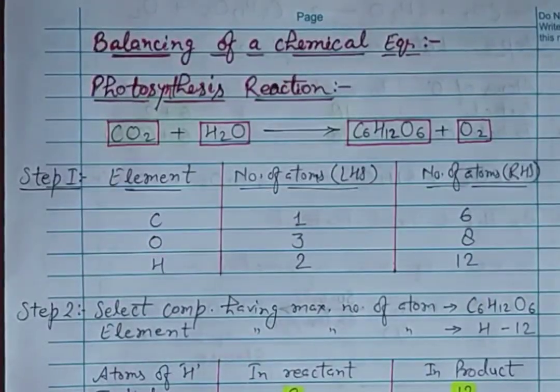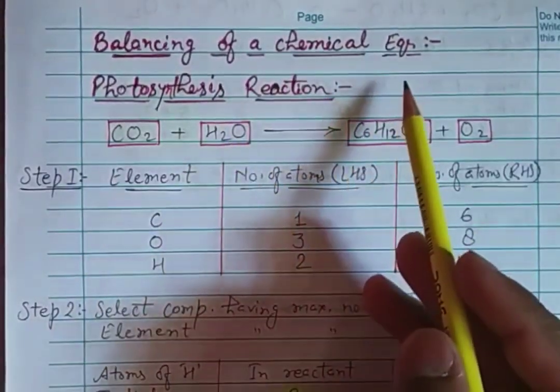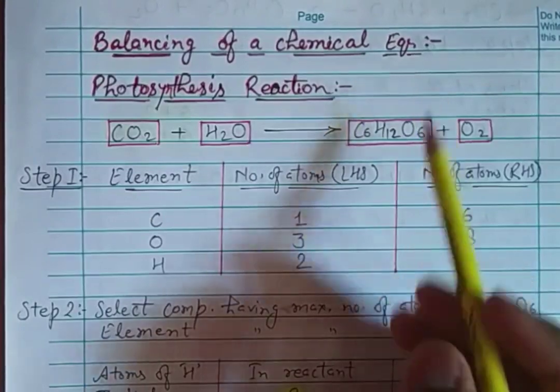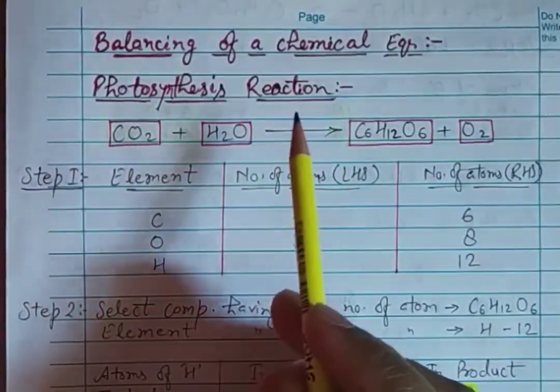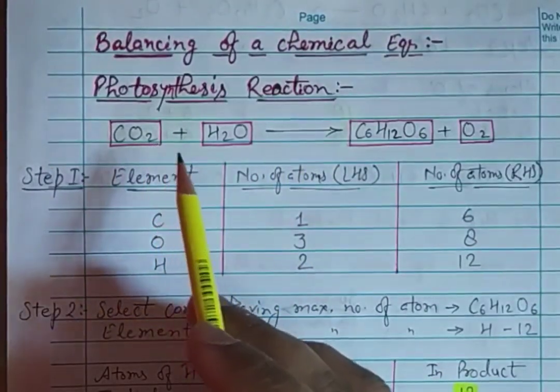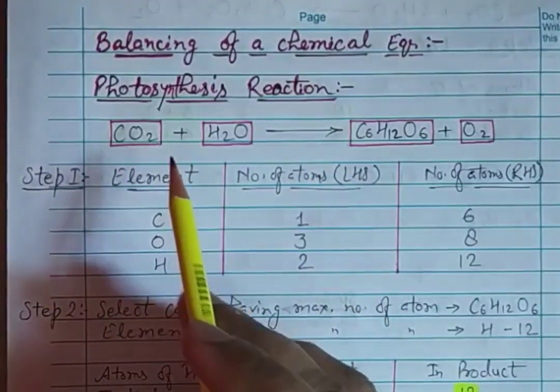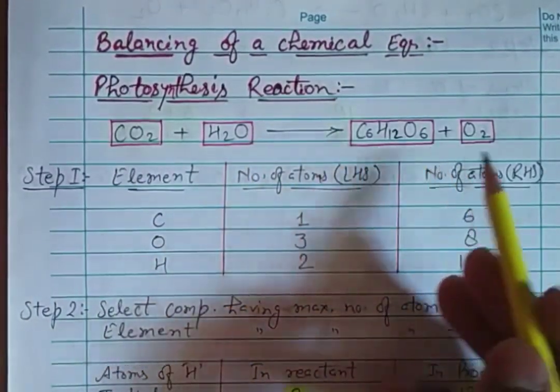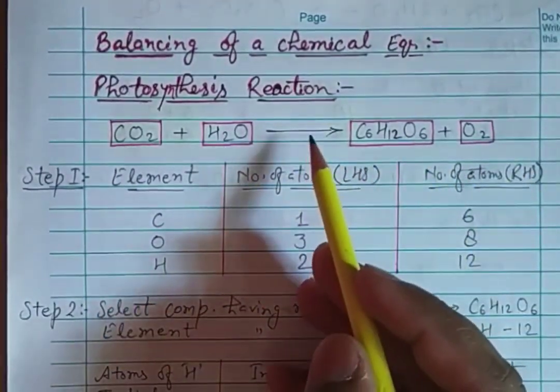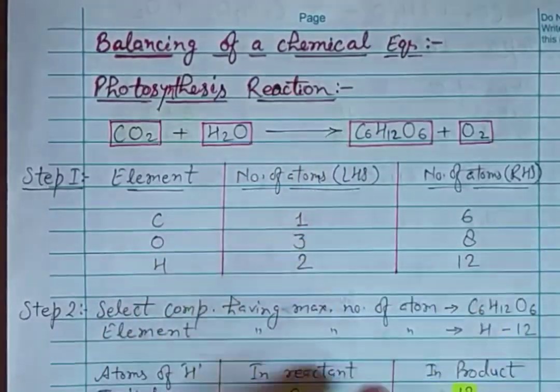Okay, so today we are going to study balancing of chemical equations by the hit and trial method. The reaction we have taken here is the photosynthesis reaction. We know that plants prepare their food in the presence of carbon dioxide and water, and the products are glucose and oxygen, in the presence of sunlight, and chlorophyll is required.